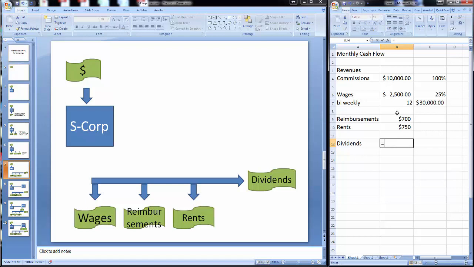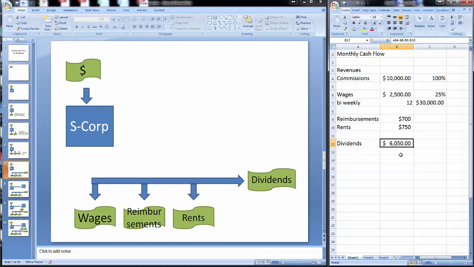So what does the dividend check look like? Well, you start with the $10,000 in commissions. You pay yourself $2,500 in wages a month. You do the reimbursements for $700. You do the rents for $750, and that leaves you with $6,050 of dividends. So what can you do? Just write yourself a check.